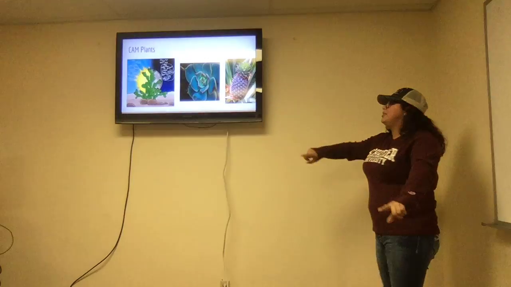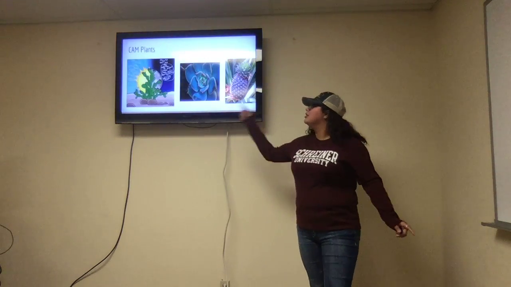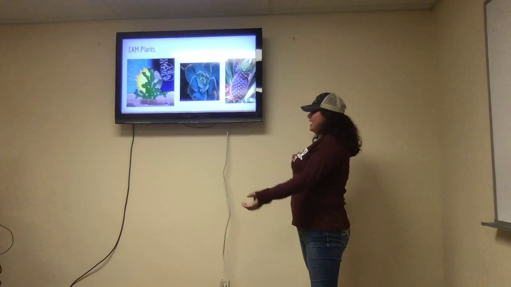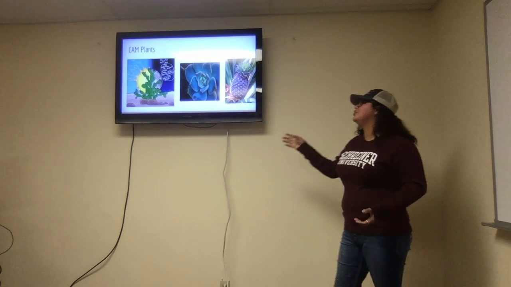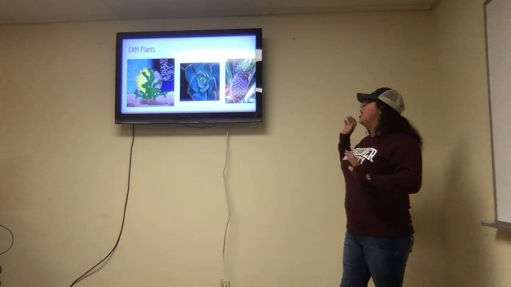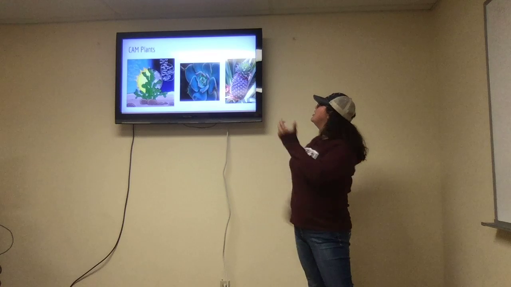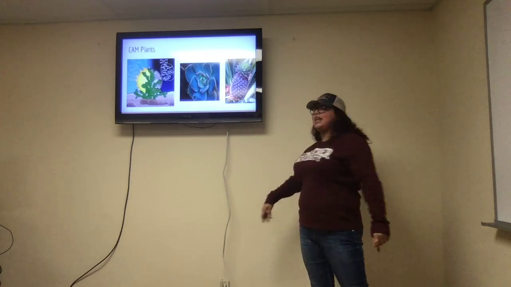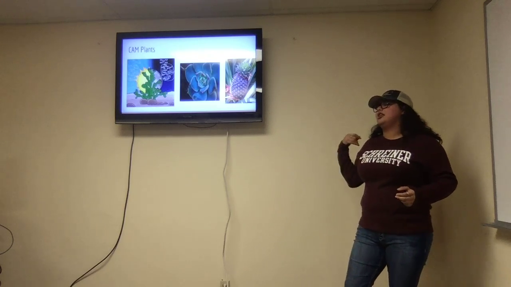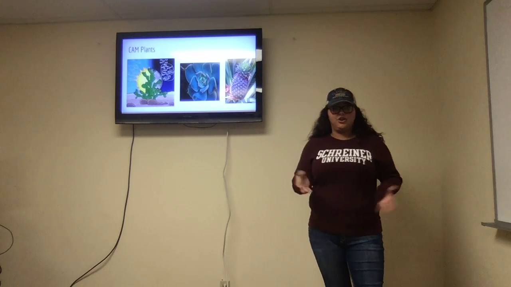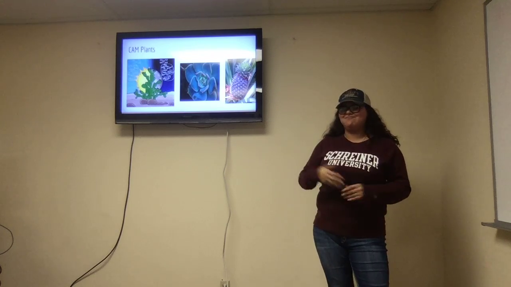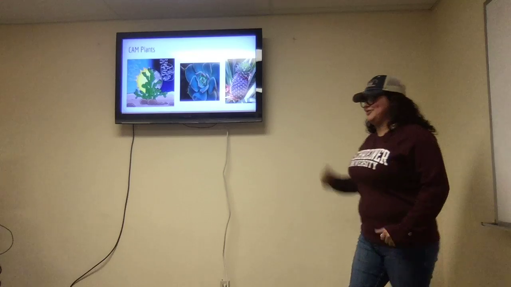So these are some CAM plants. Again, we're going to touch on the night and day process and how much more goes on during the night versus the day. Again, it's due to how much water it would lose if it did it all at once during the day. In the middle, we have a cactus flower, and on this side, we have a pineapple. The only thing that relates the two is that they are both adapted to dry, arid conditions as they're growing and producing.